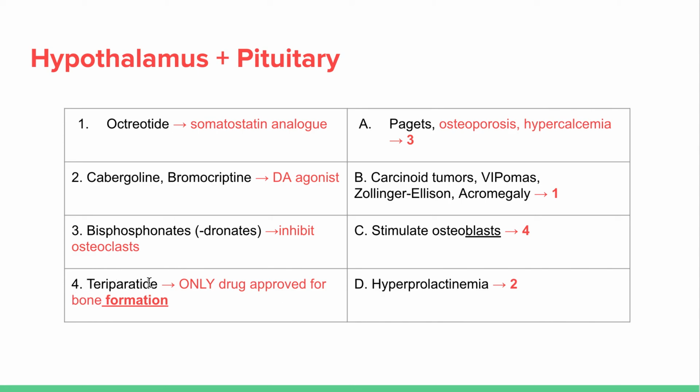Number 4 is teriparatide. It's the only drug approved for new bone formation. So this is the only drug that can stimulate our osteoblasts. And this is basically nothing but recombinant parathyroid hormone.